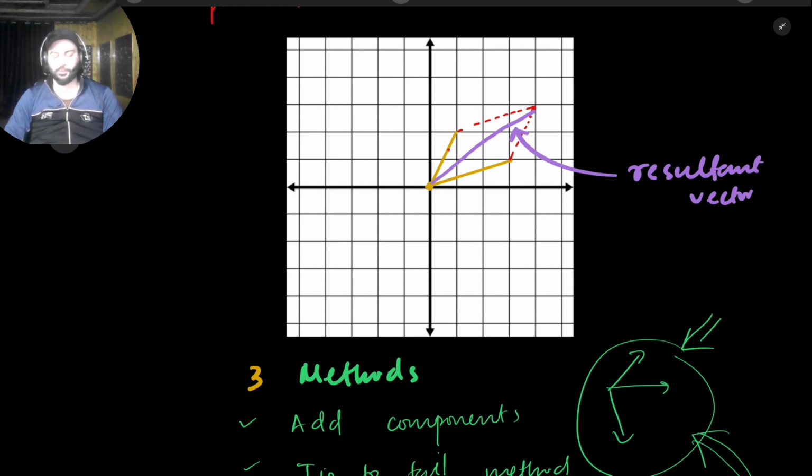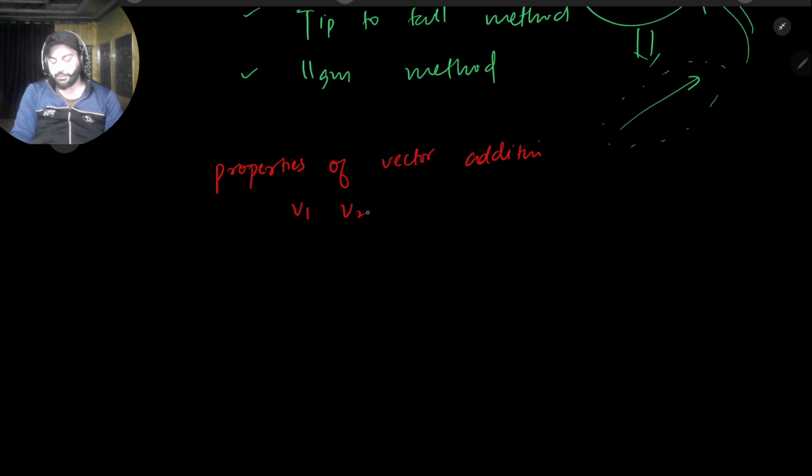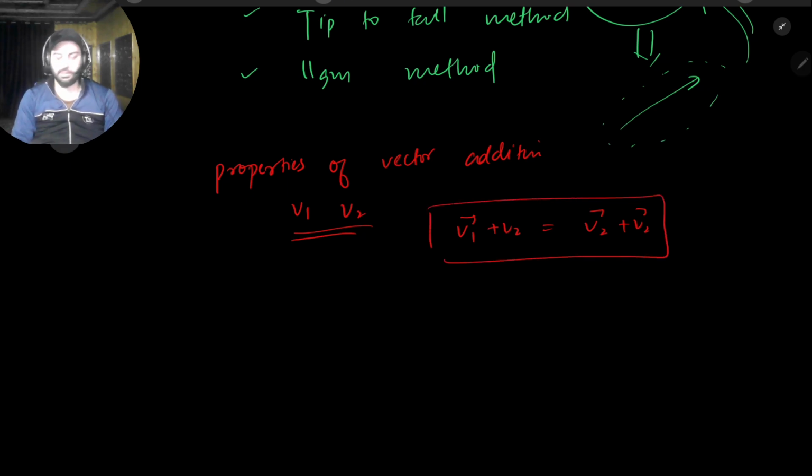Okay, so there are different properties of the addition. So I can write properties of vector addition. The first property is that it is commutative. Commutative means if you have two vectors v1 and v2, irrespective of the order in which you compute, you can compute v1 plus v2 or v2 plus v1. So this is called the property of commutativity. So vector addition is commutative.